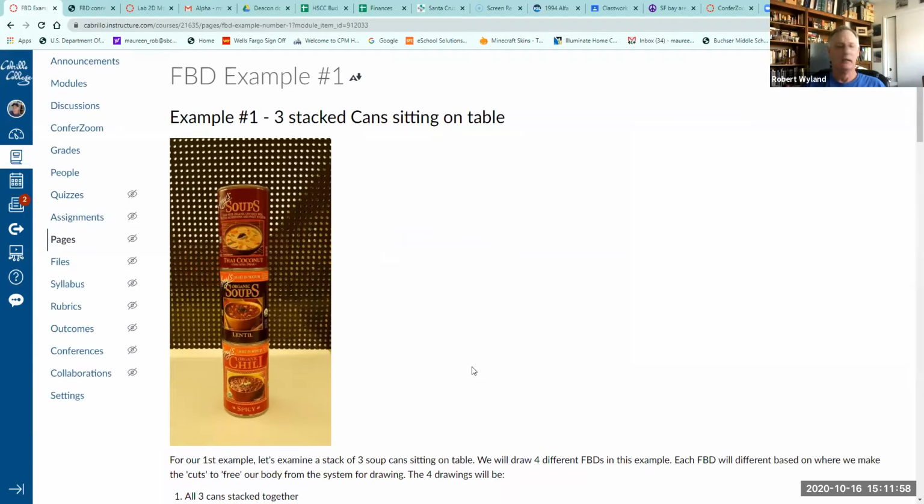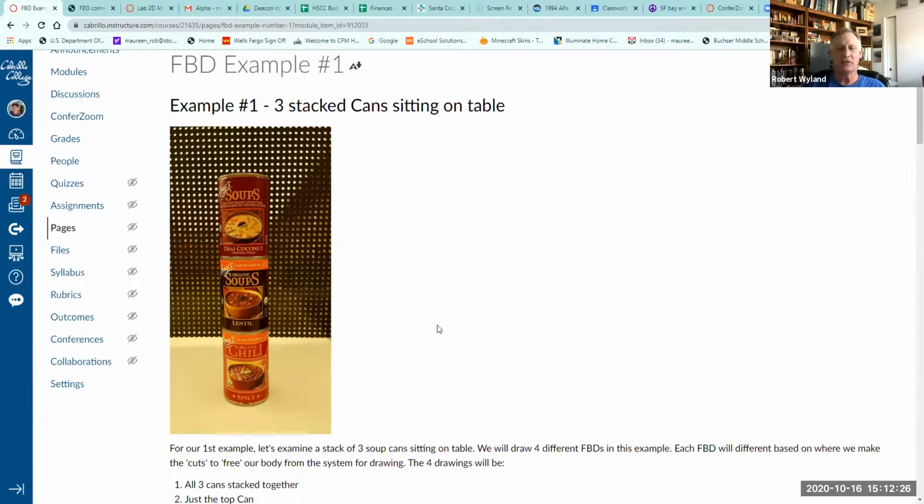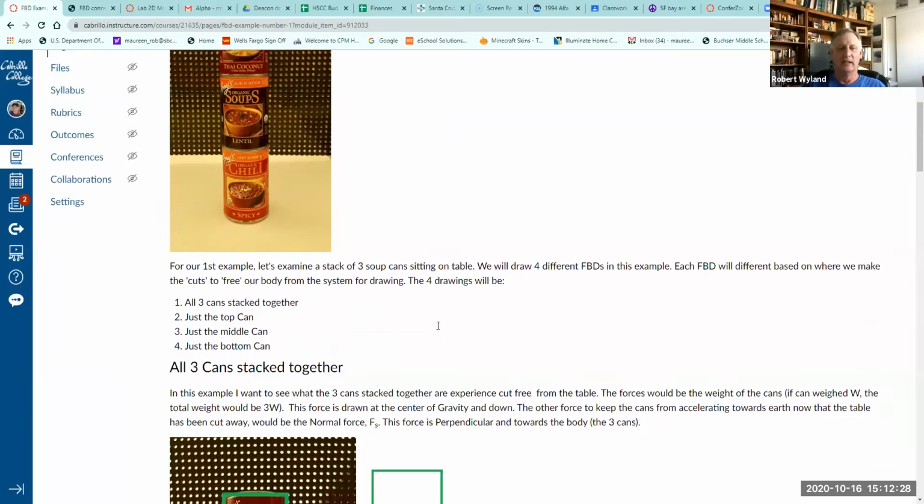So this is my backyard example. 3 cans of soup. You can see that somebody in the family likes Thai coconut, and we've got lentil soup and spicy chili. They're all stacked up, and so if we were to draw free body diagrams of each of these things, the top can, the middle can, the bottom can, and then all of the cans together, what would we be looking at? So let's sort of walk through this together.